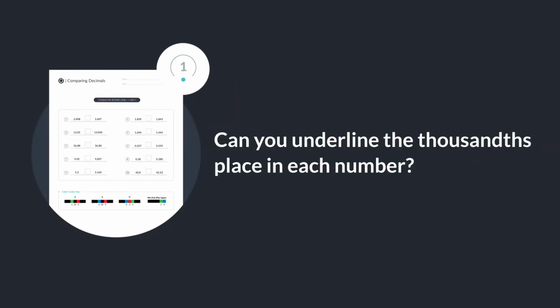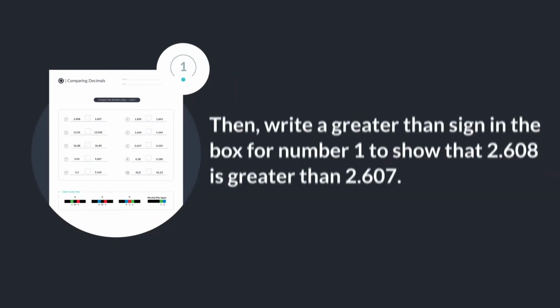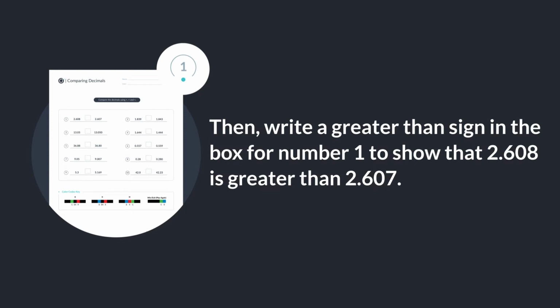Can you underline the thousandths place in each number? Then write a greater than sign in the box for number 1 to show that 2 and 608 thousandths is greater than 2 and 607 thousandths.